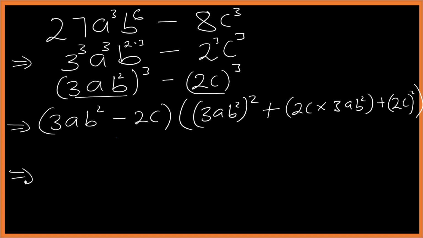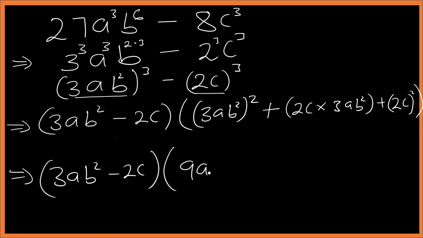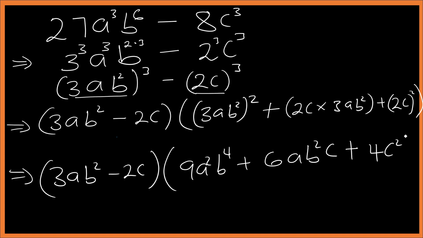So the final answer here will be (3ab squared minus 2c) times this side squared, which is 9a squared b to the power 4, plus this time that will be 6, 3ab squared c, plus this one squared will be 4c squared. All right, so that is the expansion.